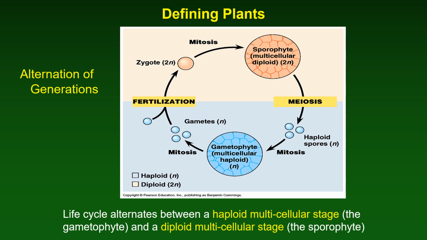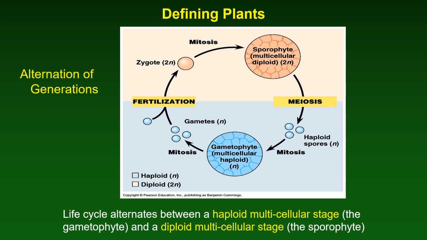The multicellular diploid stage is known as the sporophyte. Again, phyte means plant. It's a plant that makes spores. The multicellular haploid stage is known as a gametophyte. It's a little tiny plant that makes gametes. So let's take a look at how this works. We'll start with the sporophyte. Again, it's multicellular and it's diploid. Now, it doesn't make gametes directly, like animals such as ourselves would. Instead, it undergoes meiosis and it produces haploid spores.